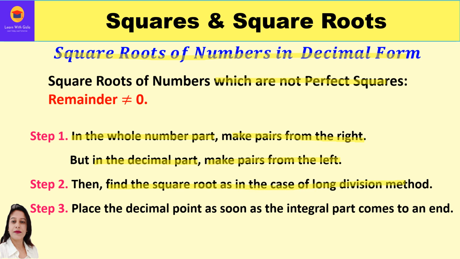Then we will follow the long division method and place the decimal point as soon as the integral part comes to an end. So after solving the whole number part, or the integral part, when we start the decimal part, just before that put a decimal point, right?